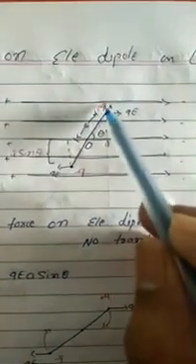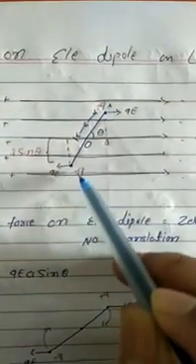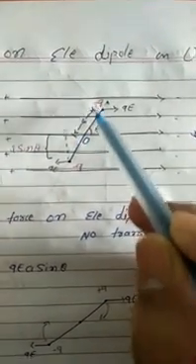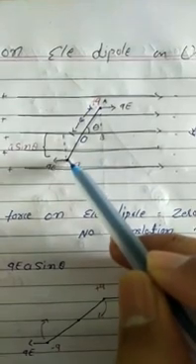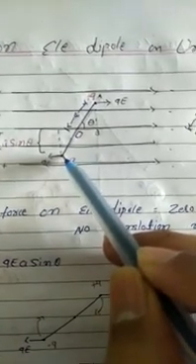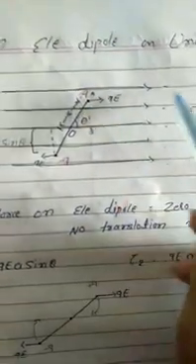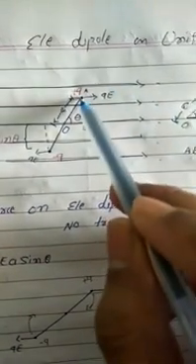Once you put the dipole, here we consider plus q charge and here minus q charge. We consider this is the center of the dipole, angle theta, and this distance is a, this distance is also a. Here we consider minus charge, here we consider positive charge.